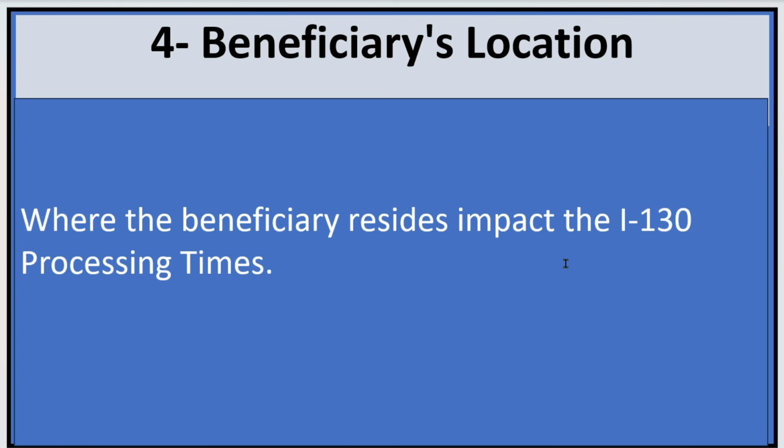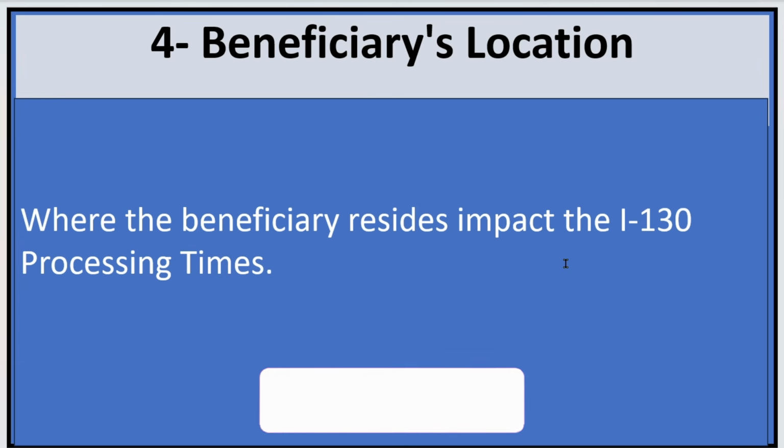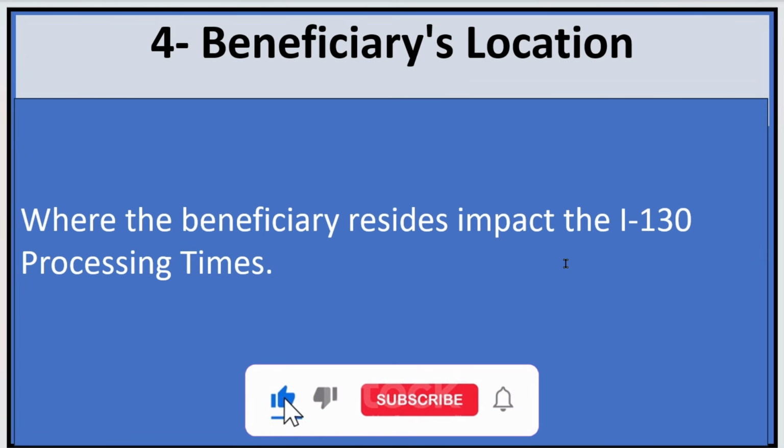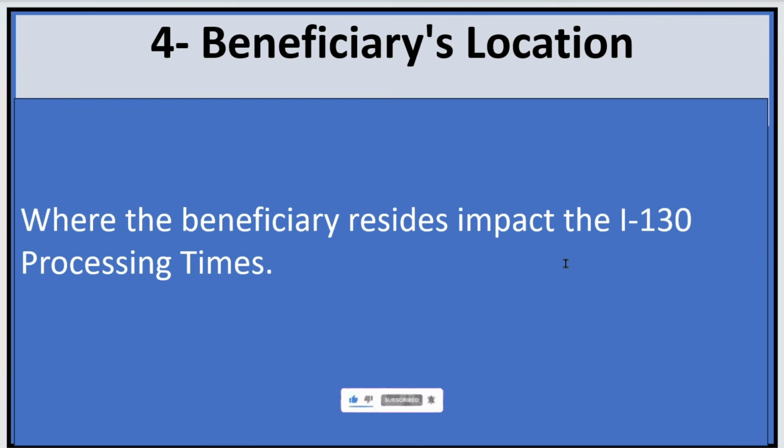Fourth factor, which is the beneficiary's location. As you know, where the beneficiary resides impacts the I-130 processing times. For example, people living in France are not the same as people living in the Philippines or Mexico. Just an example, or Morocco.